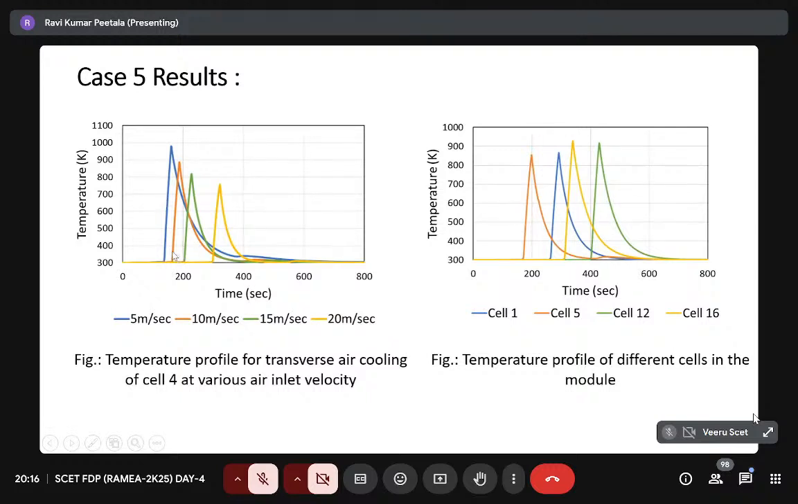And we see the temperatures at 5 meters per second. If I supply the coolant, the thermal runaway is observed much earlier. In case of 20 meters per second, the thermal runaway is happening at 300 or 350.